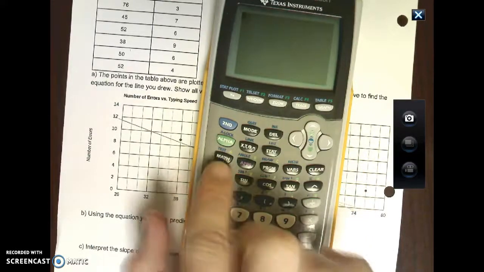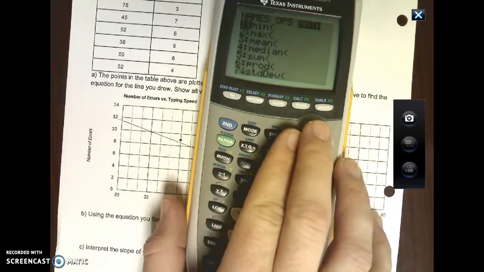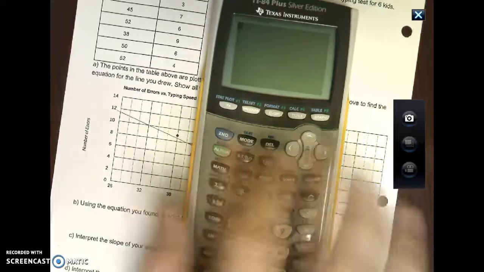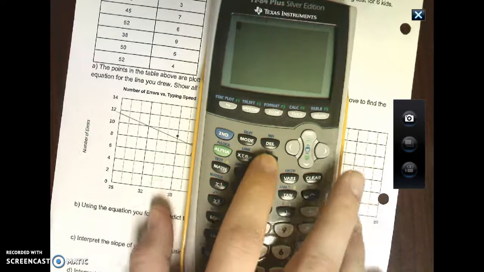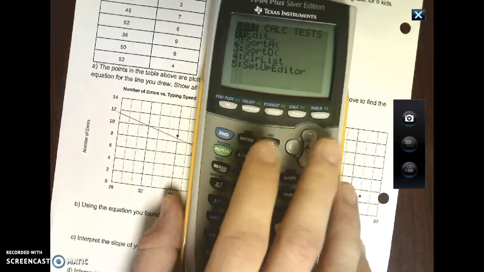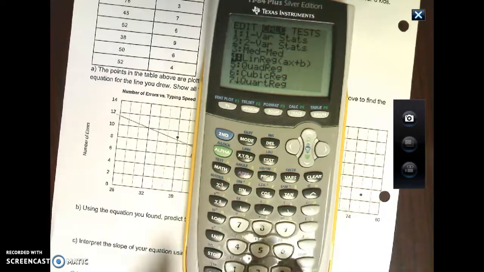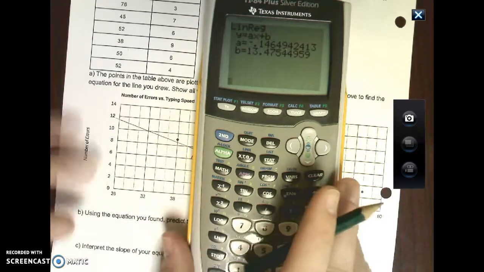Alright, then I'm going to hit second stat. Hang on one second. Alright, so you're back on your home screen. Sorry, I had to just quickly refresh my memory. Hit this stat button. You go to the right one time, and you see down here it says line reg. You hit this twice. This gives you the equation of the line.